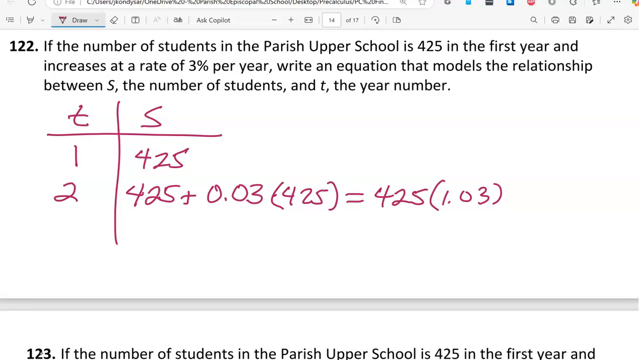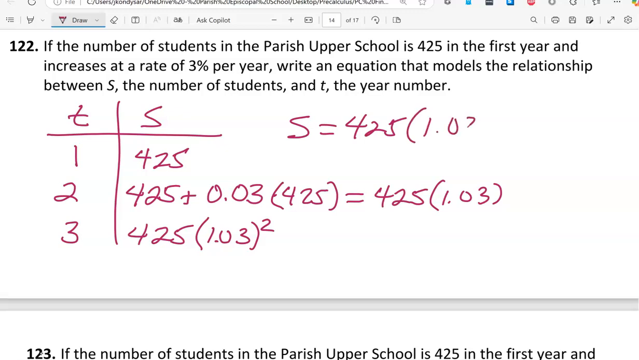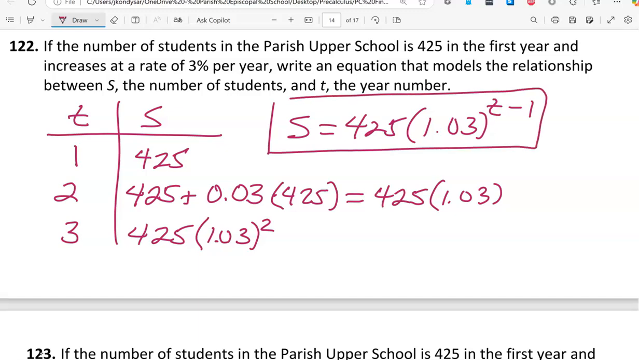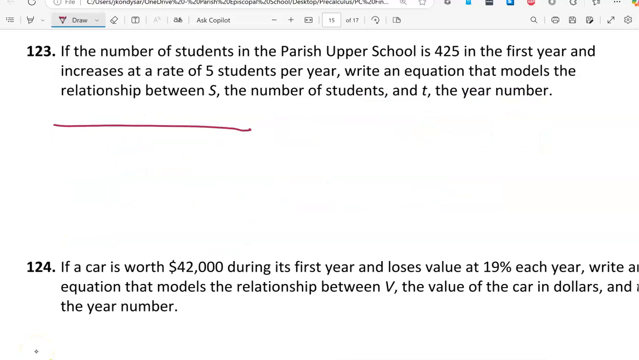So every time we increase by 3%, the amount becomes the previous amount times 1.03. So in the third year, that would be 425 times 1.03 times 1.03, which is 1.03 squared. So that means that S, the number of students, is equal to 425 times 1.03 to the t minus 1. Notice how this looks like the general term for a geometric sequence with a ratio of 1.03 and a first term 425.